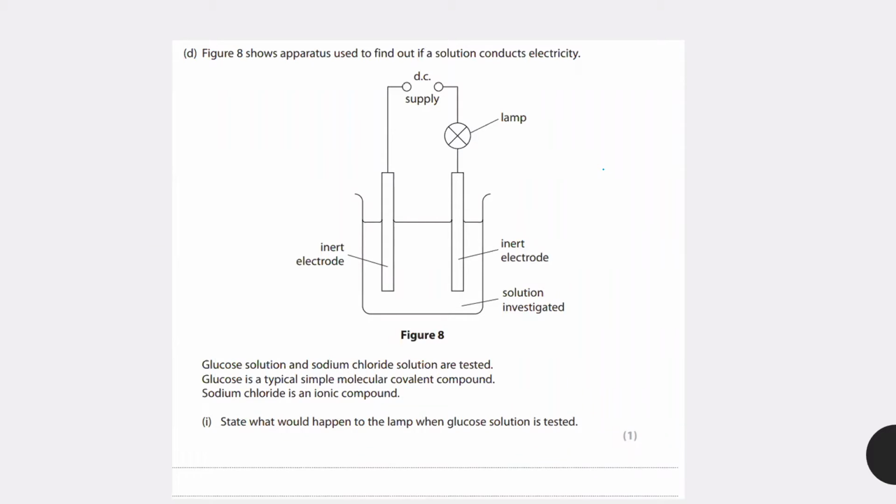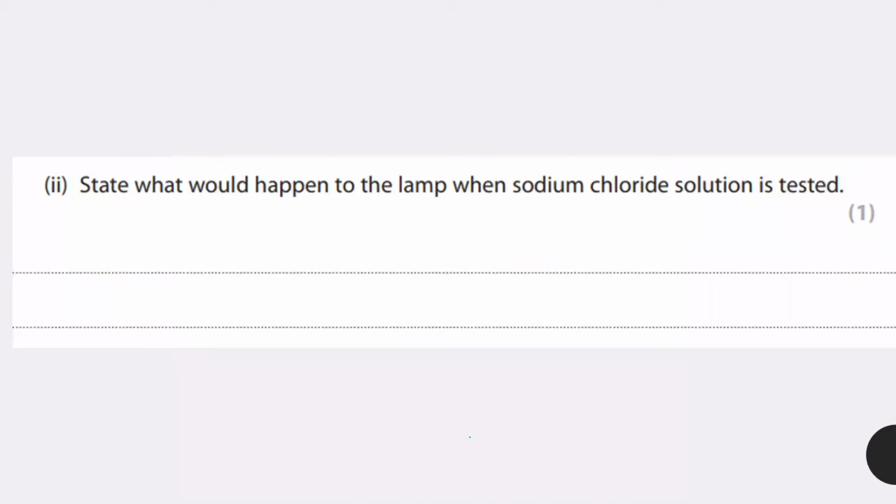State what would happen to the lamp when the glucose solution is tested. Glucose solution does not conduct electricity, so the lamp would not light. State what would happen to the lamp when sodium chloride solution is tested. It's ionic, so it's dissolved in water. It conducts electricity, so the lamp would light. They would give you marks for saying the light would turn on.